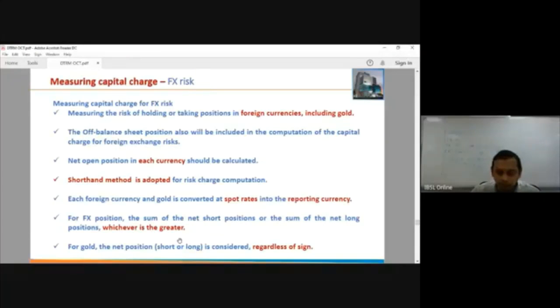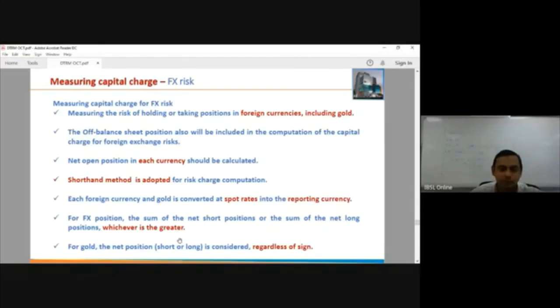So you need to take the net open position in each currencies and gold position, right? So that is the first step we need to do. So you need to break up your balance sheet currency wise. If your bank is dealing in 15 foreign currency, you need to have 15 columns, right? So each currency, if you are dealing in, you can have a separate computation, right?